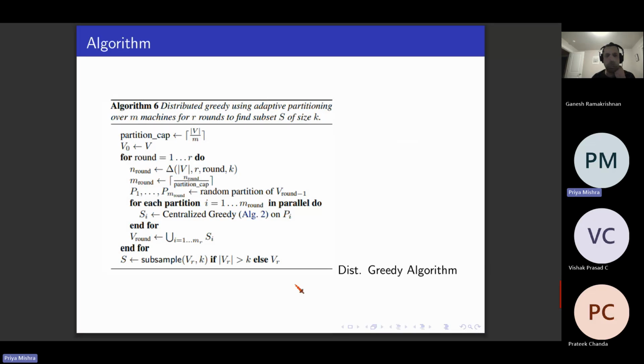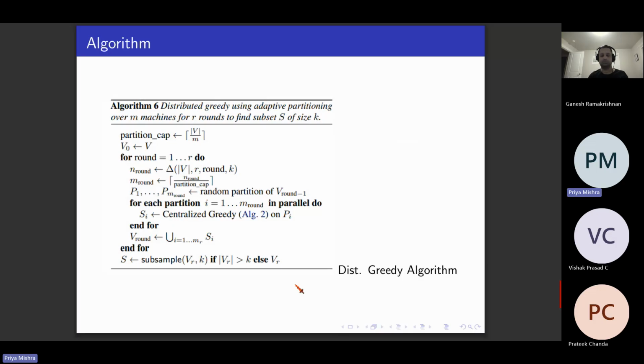Basically, we take a partition cap of mod V by m. Here, mod V is the cardinality of V, which is the ground set. M is the number of machines, and r here is the number of rounds which we do this. And the number of points which we have to consider in each round is calculated by the delta function. M round is the points by the partition cap.